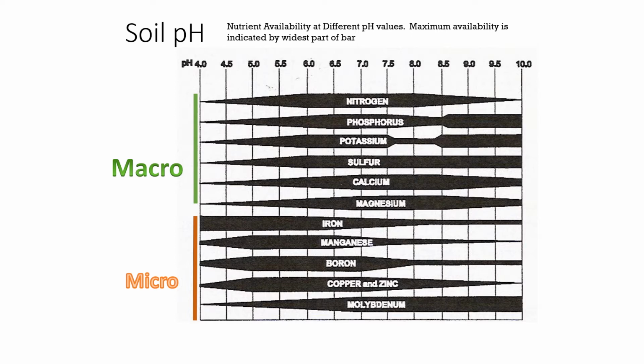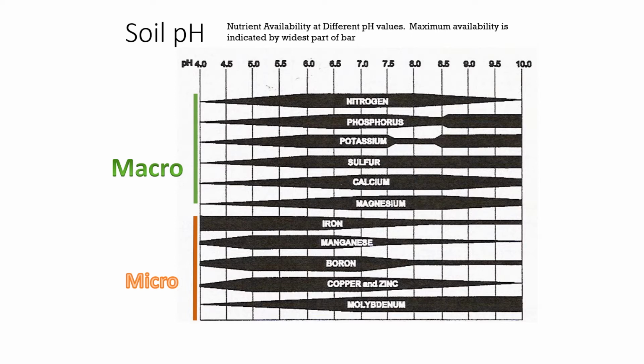It has different impacts on nutrients that we would consider macronutrients, so nutrients that are needed in large quantities, things like nitrogen, phosphorus, potassium, sulfur, calcium, and magnesium, versus nutrients that are needed in small quantities that we refer to as micronutrients, so things like iron, manganese, boron, copper, zinc, and molybdenum.